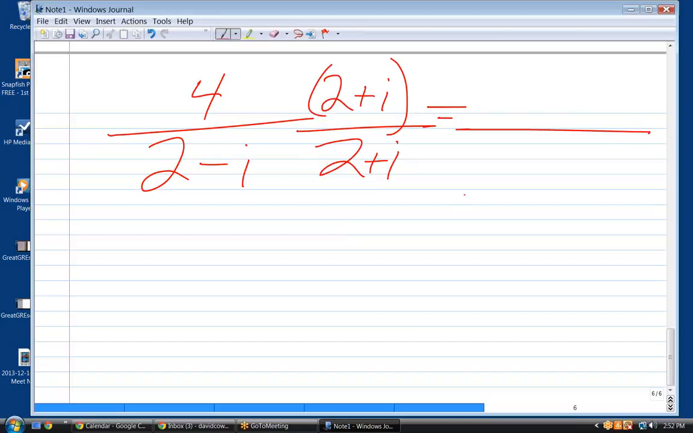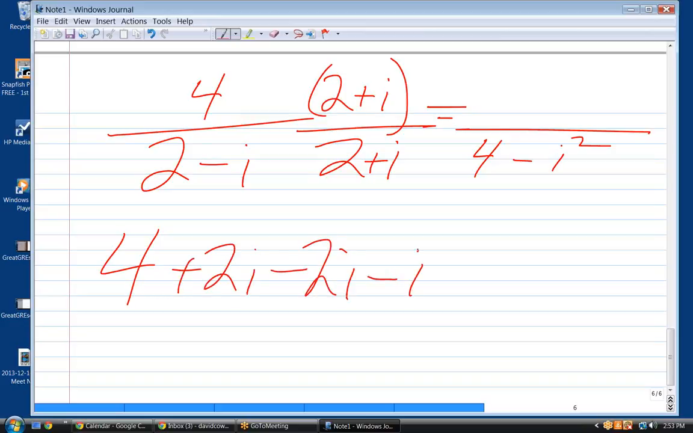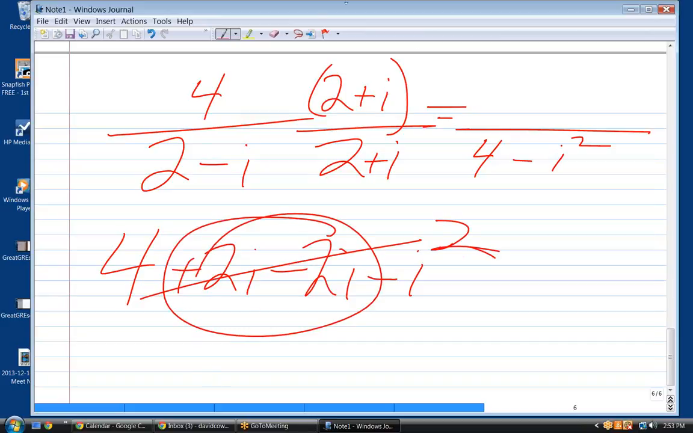Okay, let's handle the bottom first. What's the bottom become? Notice when you multiply 2 minus something times 2 plus something, you lose all your middle terms. The only thing you have is the term on the left, which is 4, and the term on the right, which is i squared. That's what you get whenever you multiply something by its conjugate. Because you get 4 plus 2i minus 2i minus i squared, and these two always cancel. So it's just the first and last term.